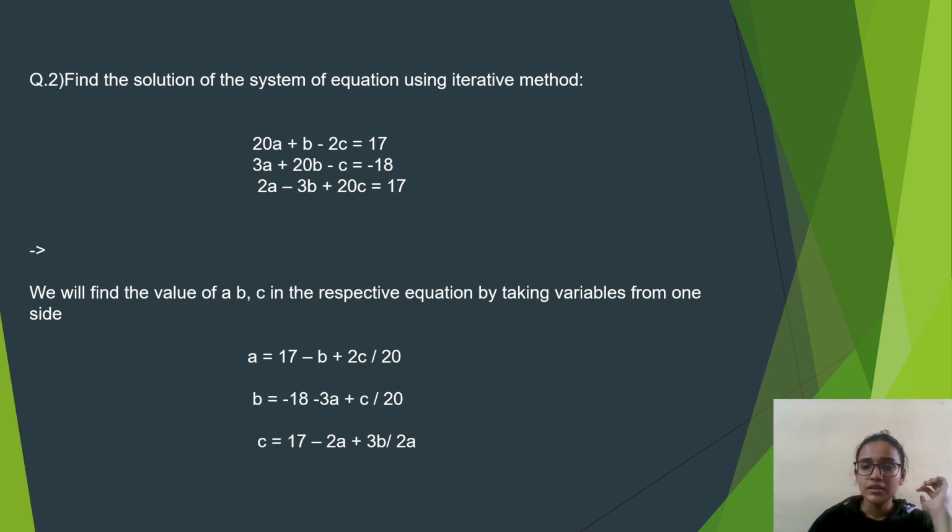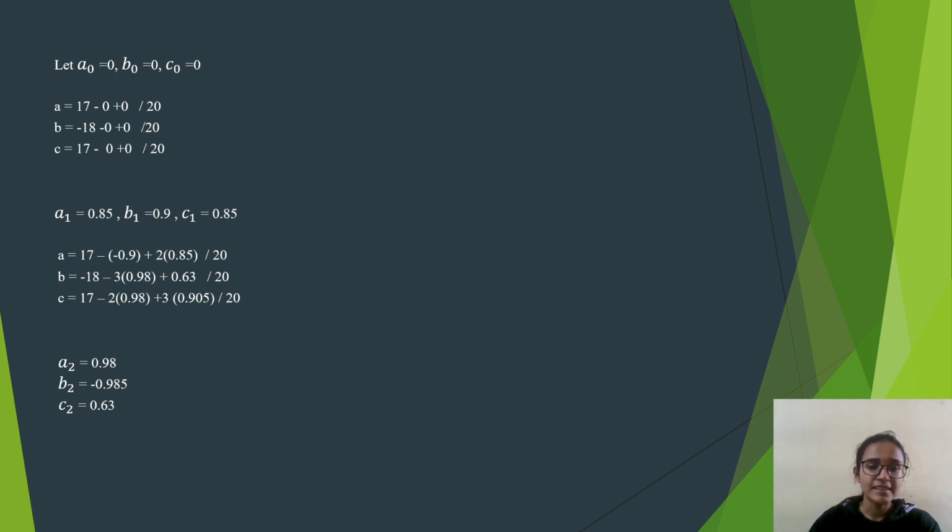At the first stage, that is the zeroth stage, we will be taking all the values, that is a0, b0 and c0, as 0, and we will be substituting the values in the equation we made for the variables. So the answer, whatever answer we have got in this stage, will be used in the next iteration.